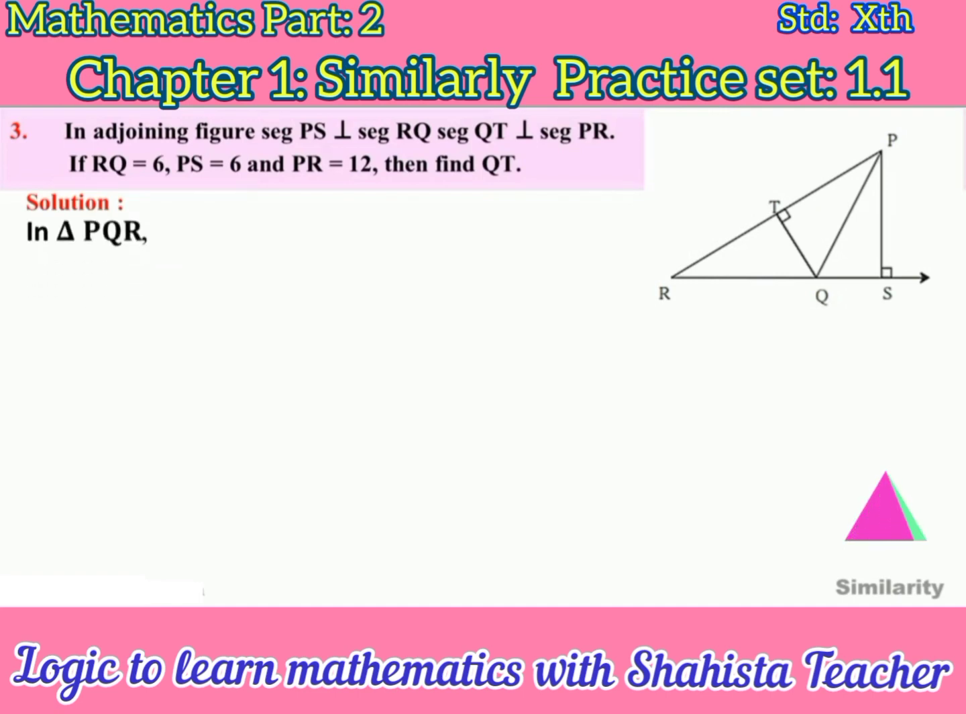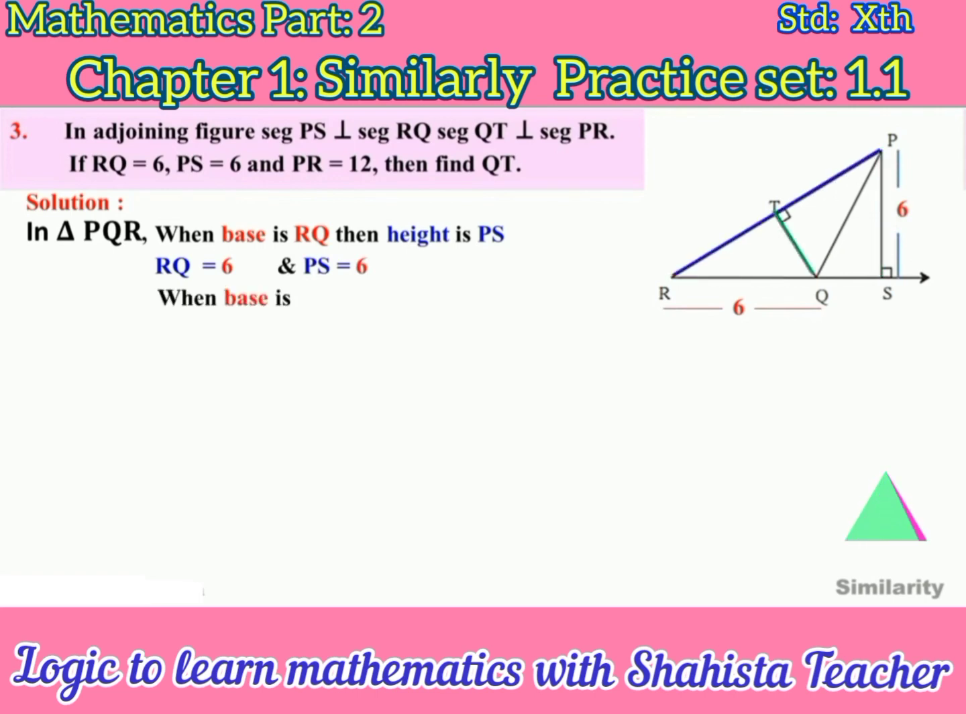So here, solution: in triangle PQR, RQ is the base. When base is RQ, height is PS. This red color RQ is the base and this green color PS is perpendicular, so height is PS. The value of RQ is 6 and the value of PS is 6. That means base is 6 and height is 6.